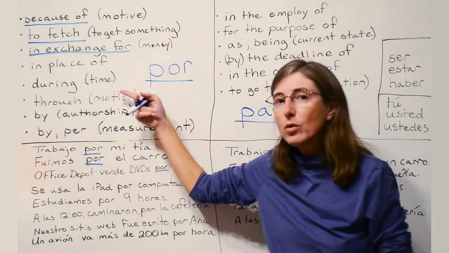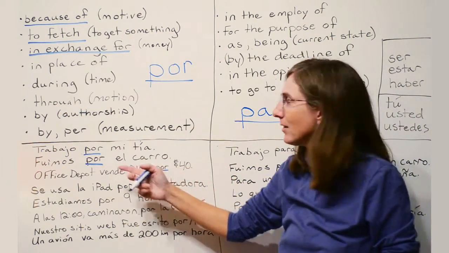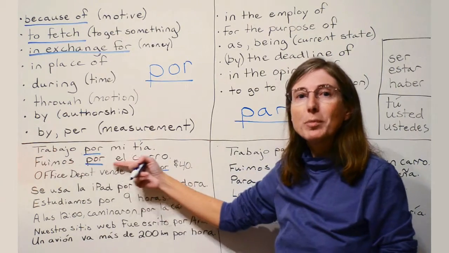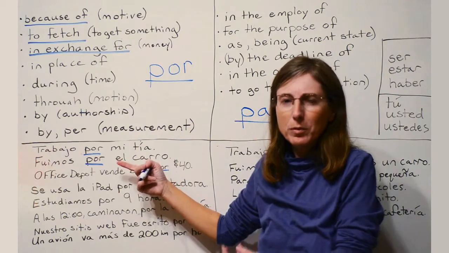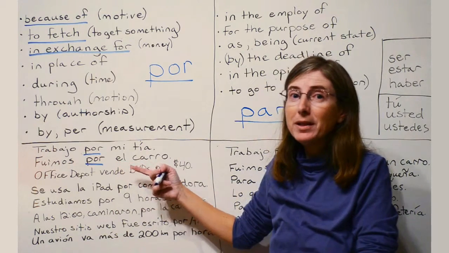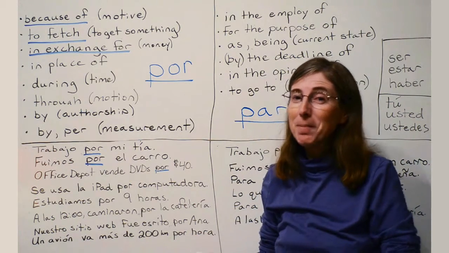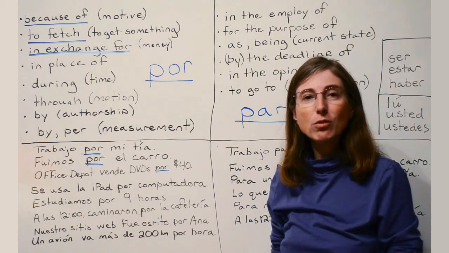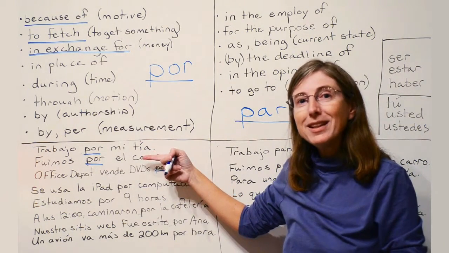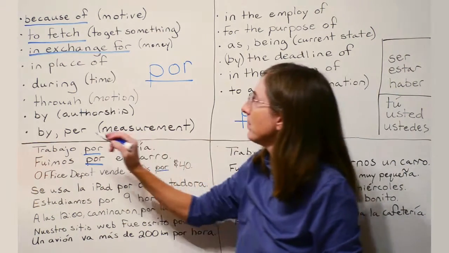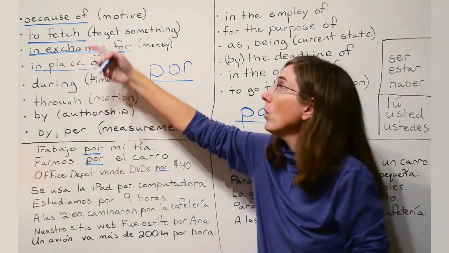We could also use por to talk about in place of. And in this first sentence, trabajo por mi tía, it could actually mean that I'm working because I'm motivated to work for my aunt, or it could mean I'm working in place of my aunt. Maybe we have a family business and my aunt's sick and can't work, and so I'm working in her place today. So trabajo por mi tía could actually have two meanings. It could mean in place of or because of.